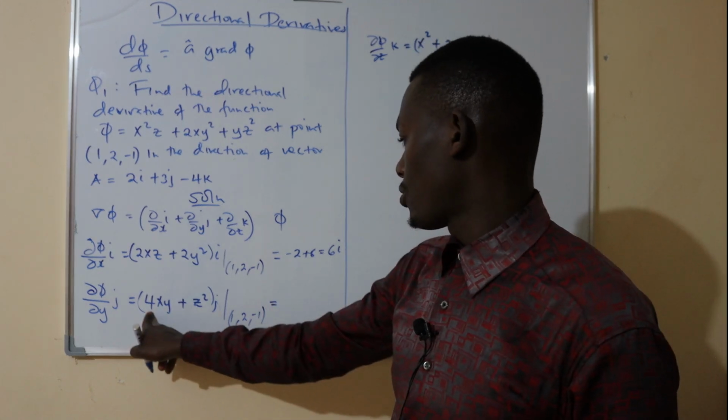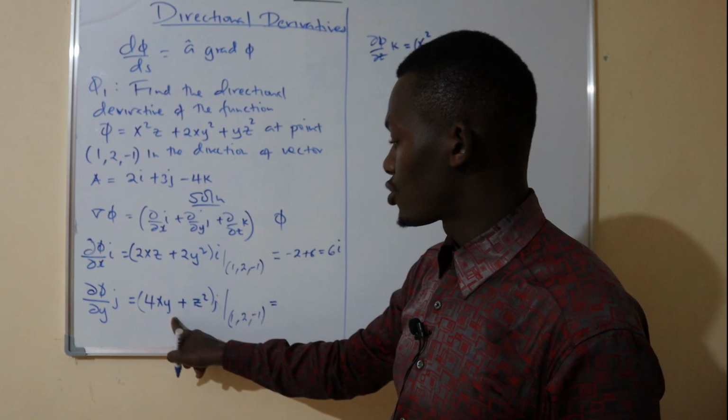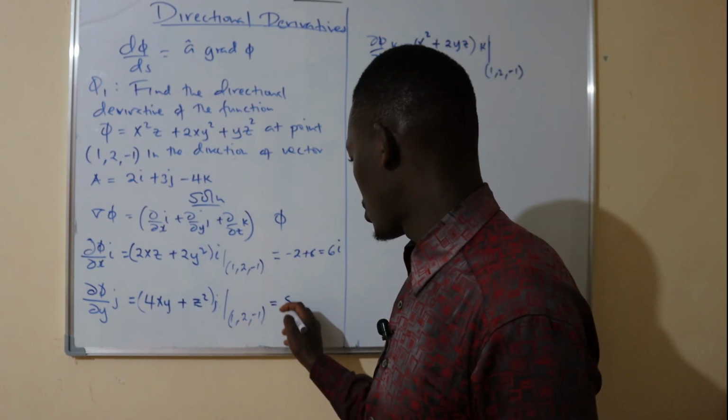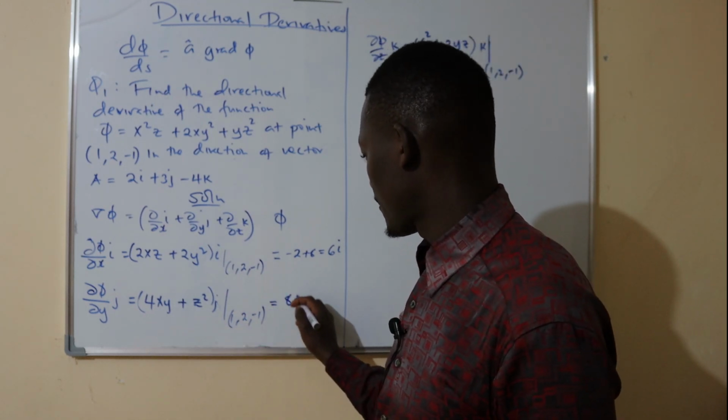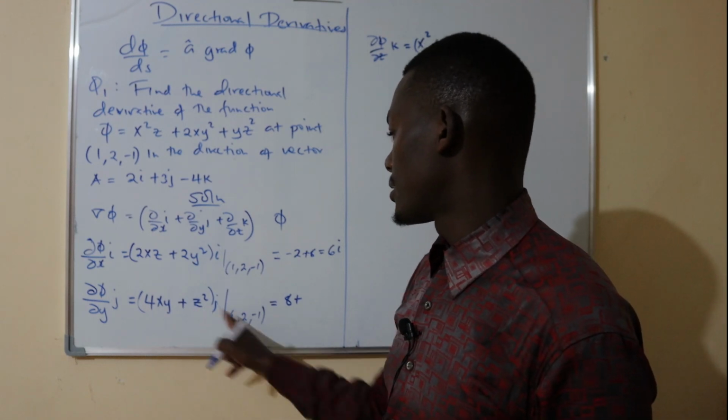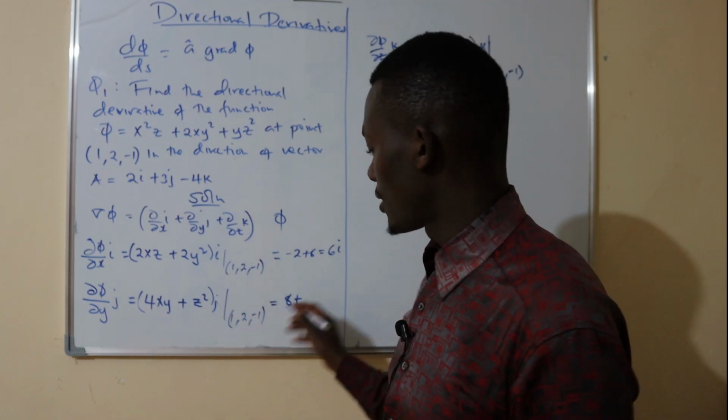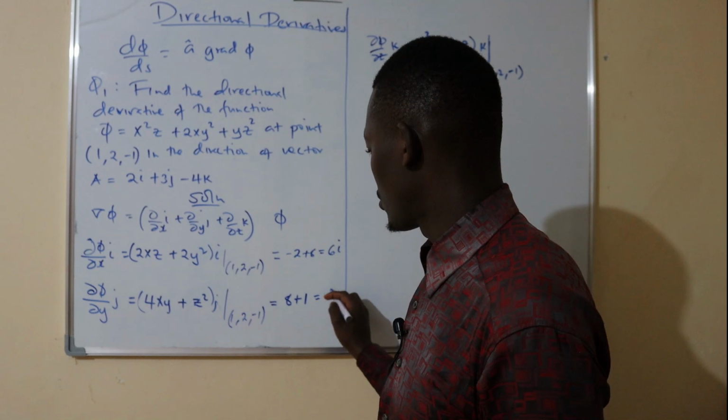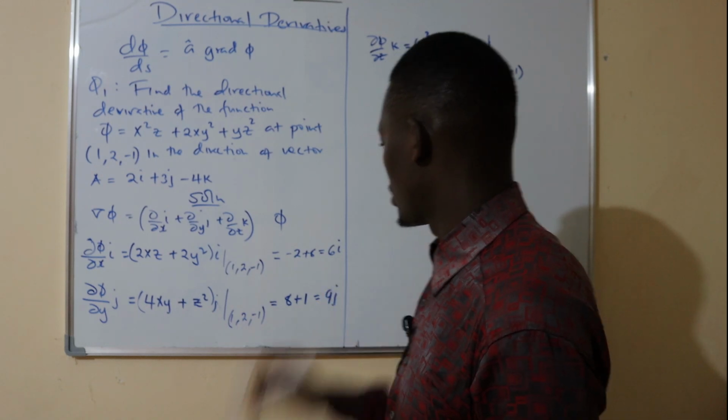Then we have, again, 4 times 1 times 2, which gives us 8. Then plus z squared, which is negative 1. So negative 1 squared just gives you 1. So you get what? 9j.